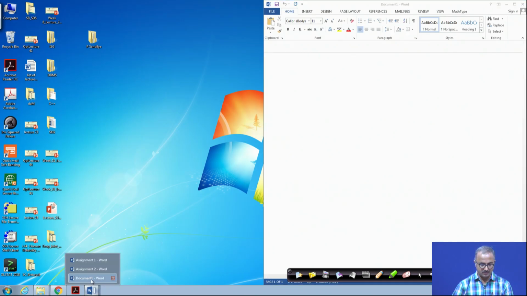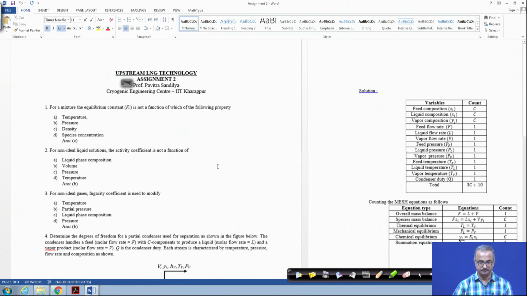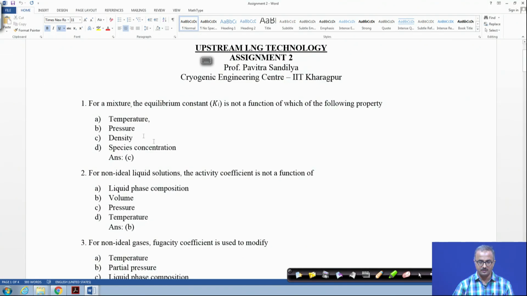Next we come to problem set 2. Again, a very basic level question has been asked: for a mixture, the equilibrium constant is not a function of which one? The equilibrium constant is a function of the temperature, pressure, and species concentration. Density does not affect the equilibrium constant. It is the species composition, the composition of the phase, or the temperature and pressure, but density never comes into the picture in the equilibrium constant.